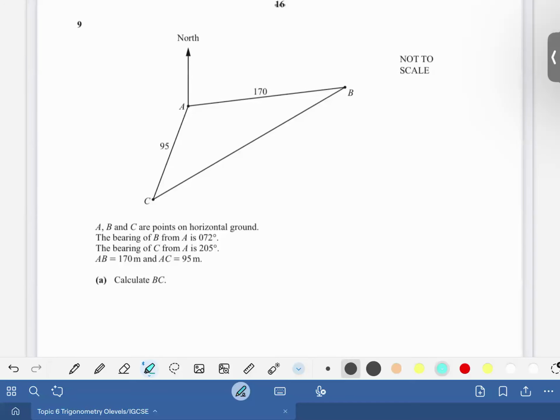A, B, and C are points on a horizontal ground. The bearing of B from A is 72. The bearing of C from A is 205. So this total is 205, and 205 minus 72 is 133. So this angle is 133. Calculate BC.